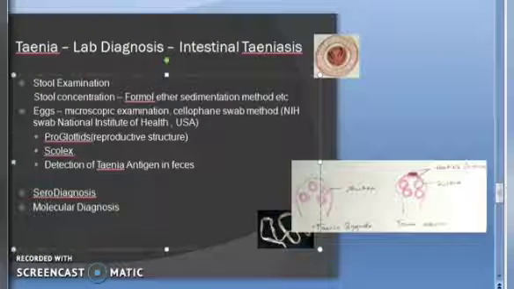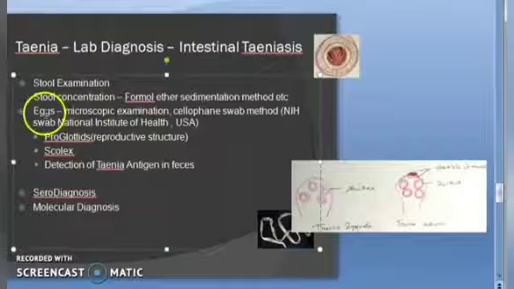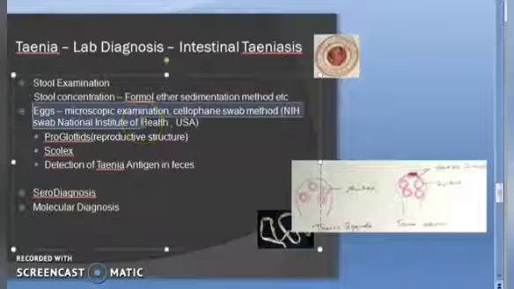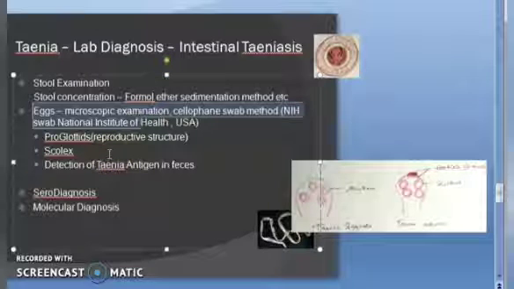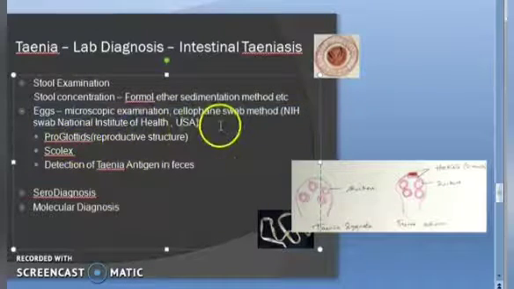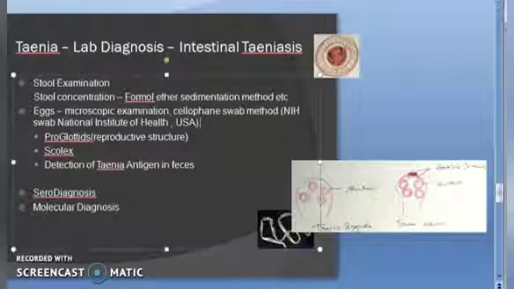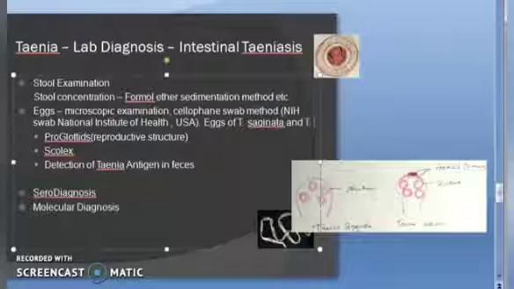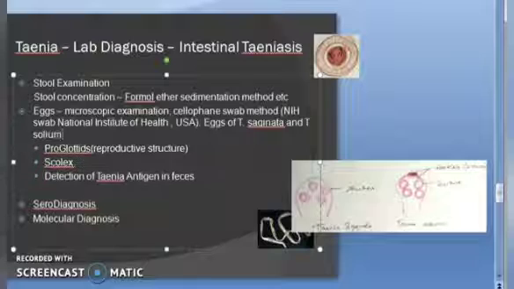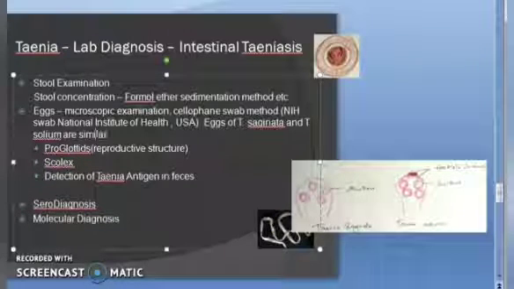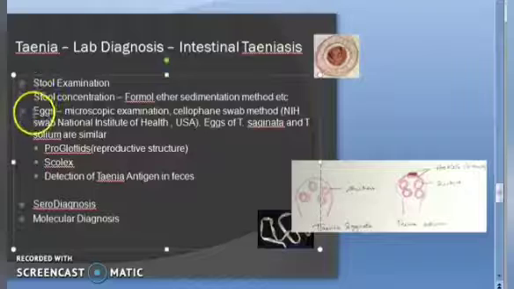Okay, so where are we now? We have detected the eggs by microscopy, the cellophane tape swab. You cannot identify the species because saginata and solium are both similar, correct? So eggs of tinea saginata and tinea solium are similar. You cannot distinguish them.